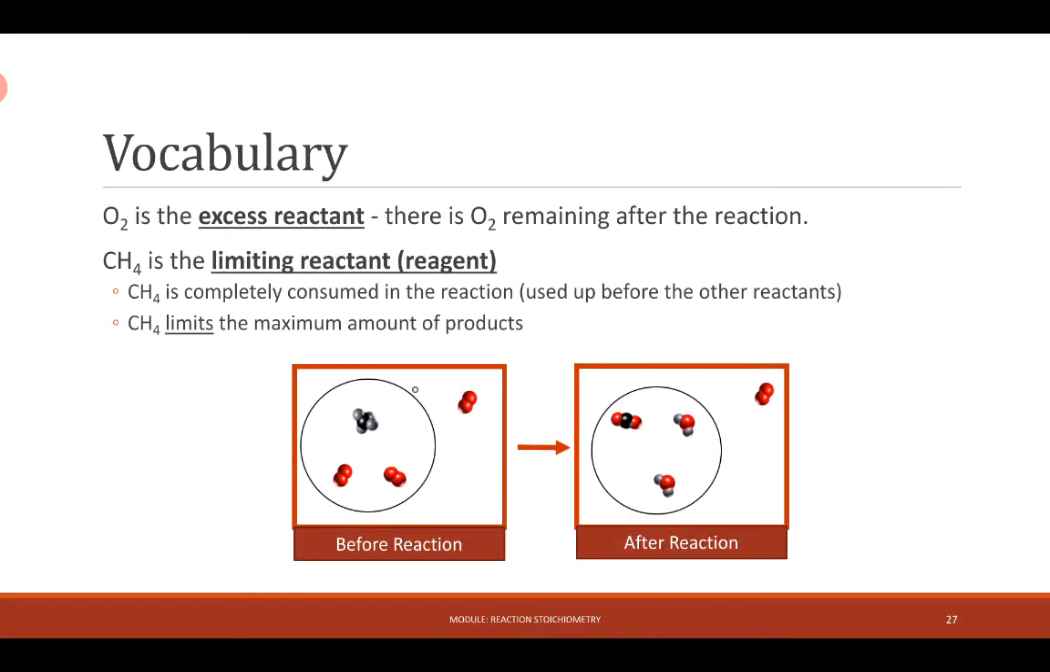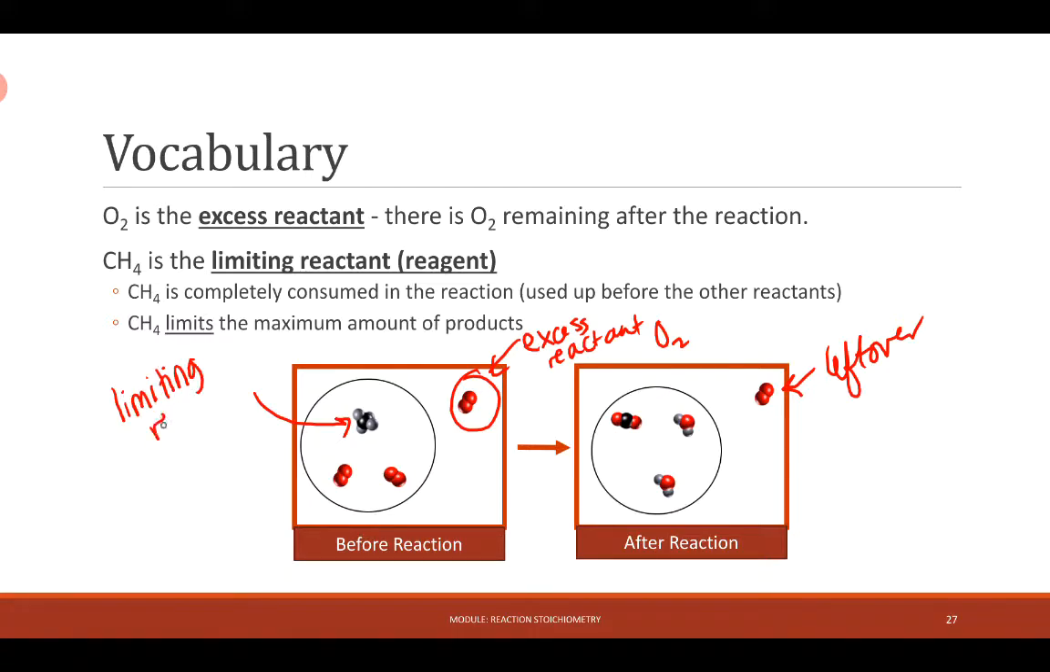So now we're going to assign some vocabulary to this. This O2 molecule represents the leftover excess. Since this is going to be our excess reactant, because there's some of it left over. Methane gets used up, so methane is our limiting reactant. It gets used up.